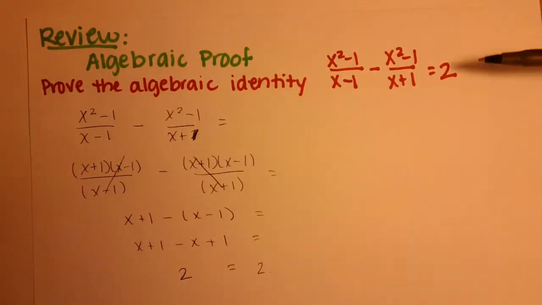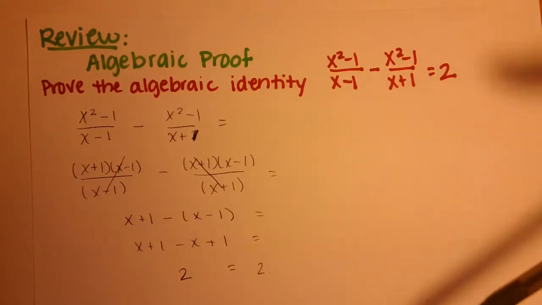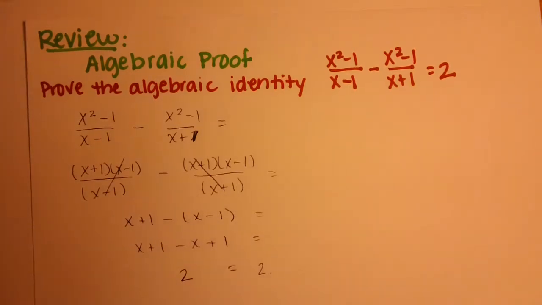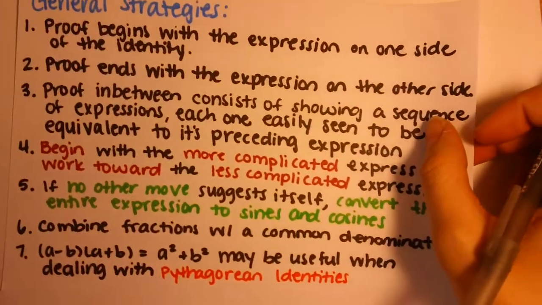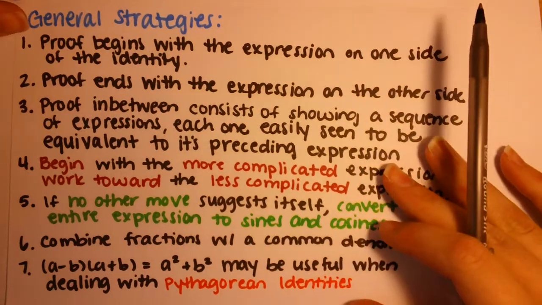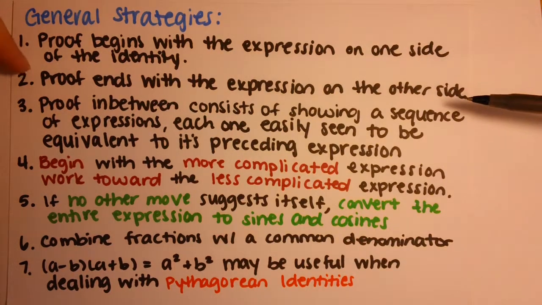You always want to keep in mind where you're going, and you want to make sure the steps you're taking are steps that might actually get you to where you need to go. This works similarly for our trigonometric proofs, and there are some general strategies that can help you to do this. Now, this looks like a lot, but it's not too bad. Basic ideas for your proof: you want to begin with the expression on one side of the identity, and you want to end with the expression on the other side.